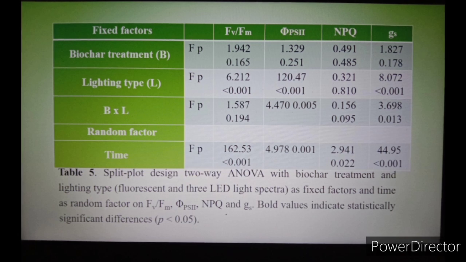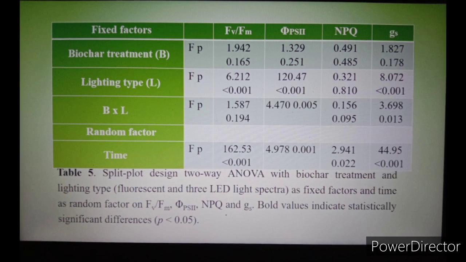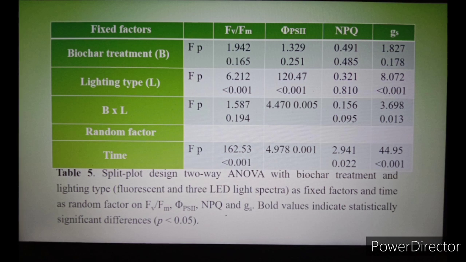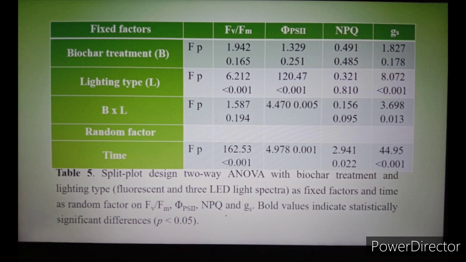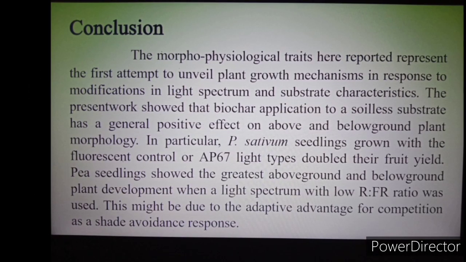It included the decrease in chlorophyll content and inhibition of stomatal opening. While in this study, fluorescent light has the capacity to lessen the extent of AP67-3L light, which is characterized by the highest percentage of green light and thus negatively affects stomatal activity, especially when amended with biochar. And now we're done with our results and discussion.